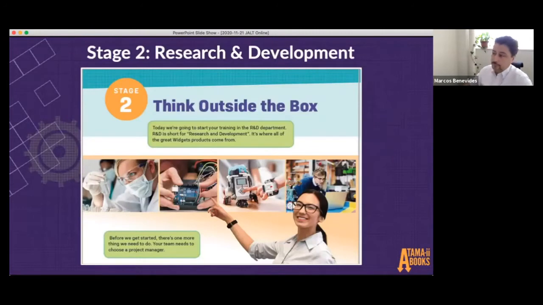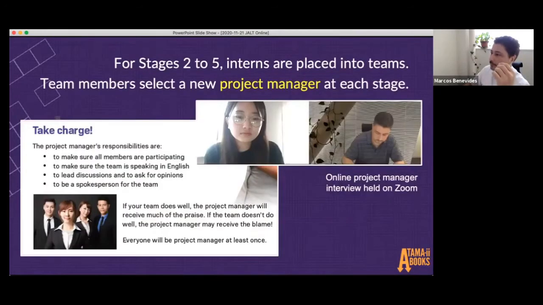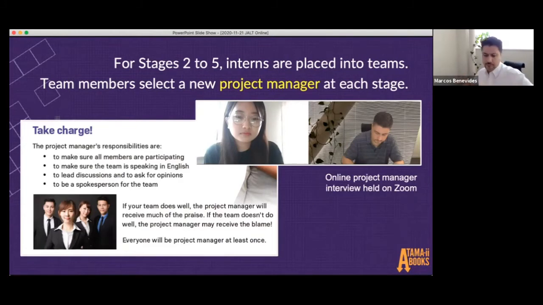And then stage two is the research and development. So this is where the real work begins. This is where the students start on their product cycle. Now they're going to create a product within the company. And so for stages 2 to 5, they're placed into teams. The teams that they're in don't change in the course. And this is something that teachers sometimes think is a strange setup. Why wouldn't the teams change from stage to stage?